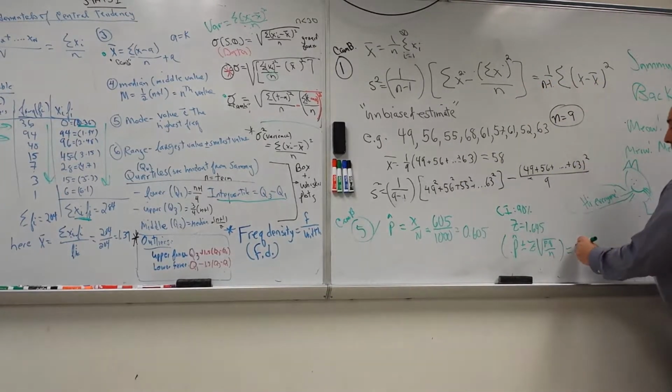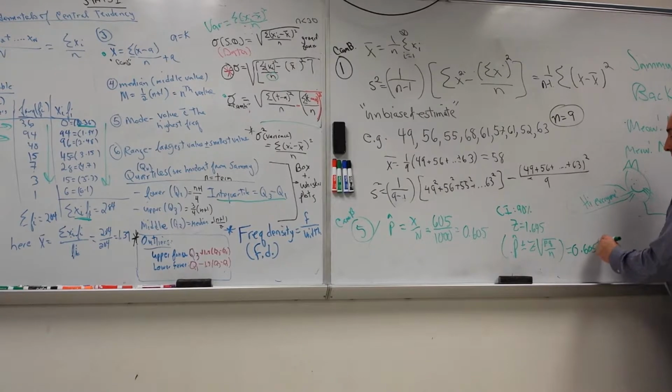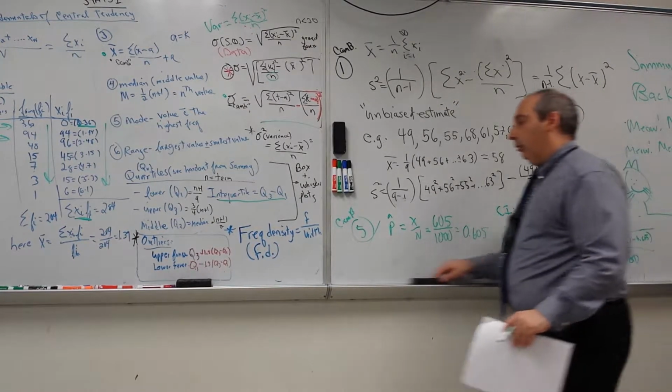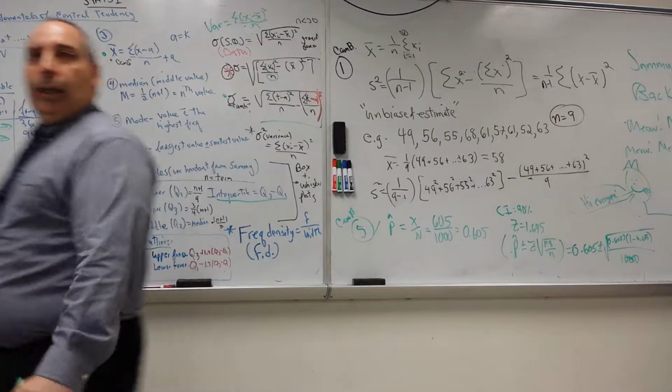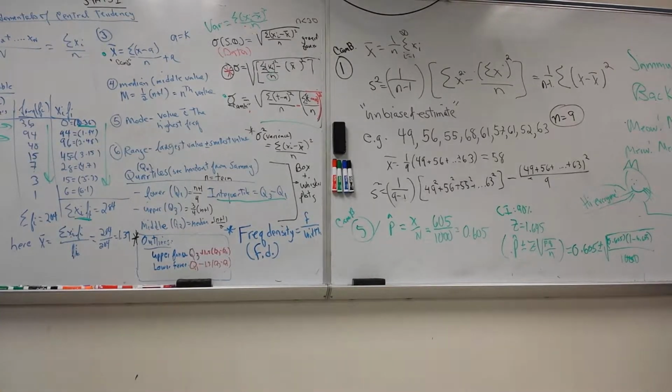Just put the values in here. 0.605 plus or minus the Z, which is 1.645, times the square root of P, which is 0.605, times Q, which is 1 minus that, over the number of people, which was what? Total, 1,000. That's why we didn't have a sigma. Sigma was unknown. And whatever that comes out to be. Not bad. If you know what formula to use, this is nothing.